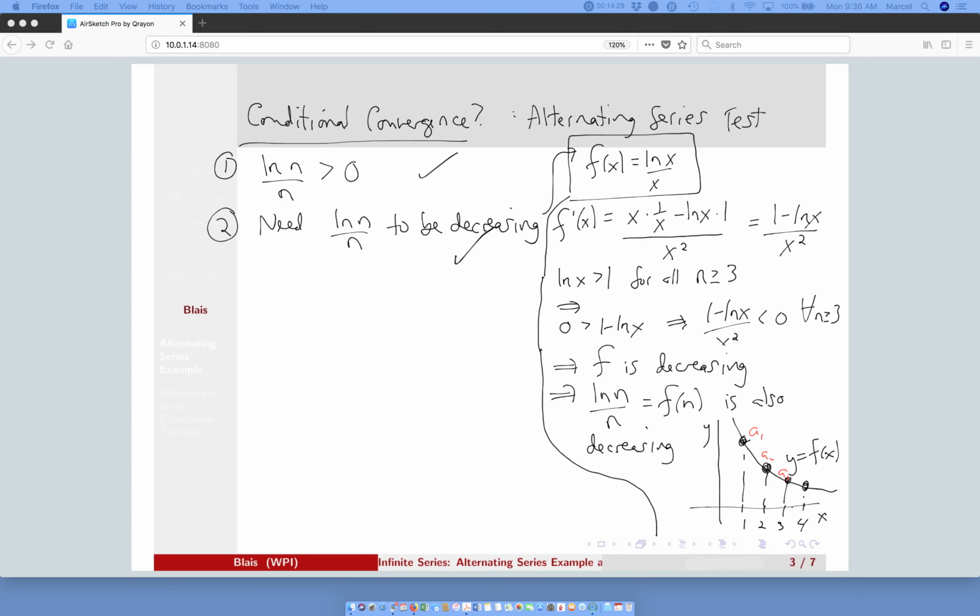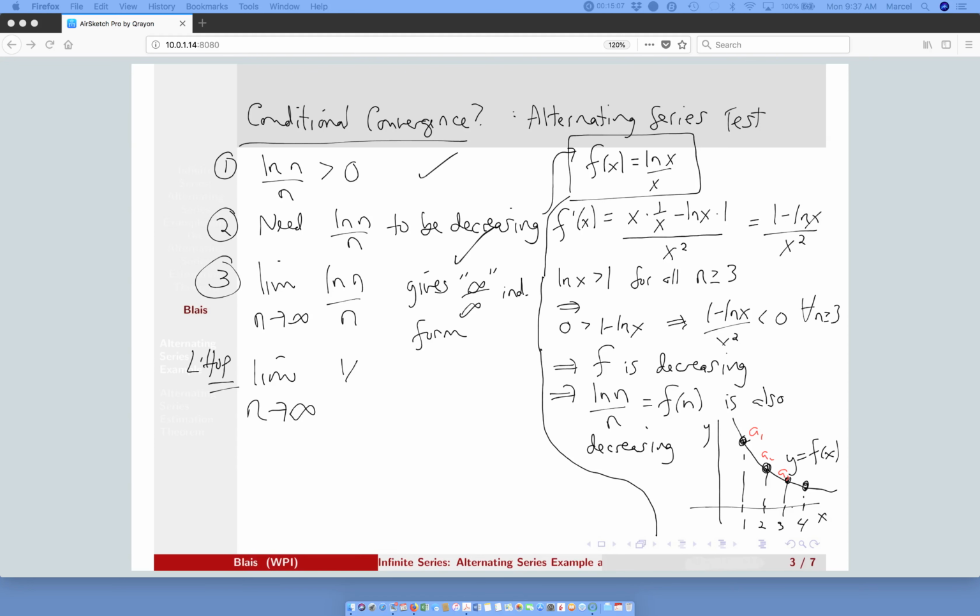So we have that. The third criteria for the alternating series test is to show that the limit of the terms as n goes to infinity is 0. So we check the limit as n goes to infinity of natural log n over n, and we recall that this gives an infinity over infinity indeterminate form if we try to directly evaluate, which means we can use L'Hopital's rule to argue derivative of the top over the derivative of the bottom. And we have the same limit, which is 0.